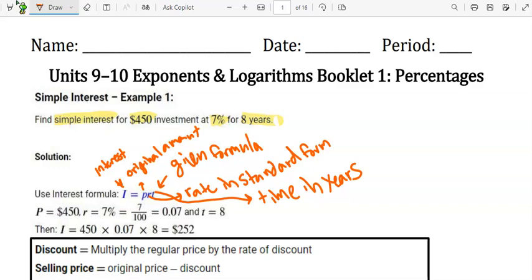So then you write down your givens. P is 450. The rate is 7%. And if you change it to standard form, you get 0.07. And then T is 8. Plug it into the formula, and you get $252.